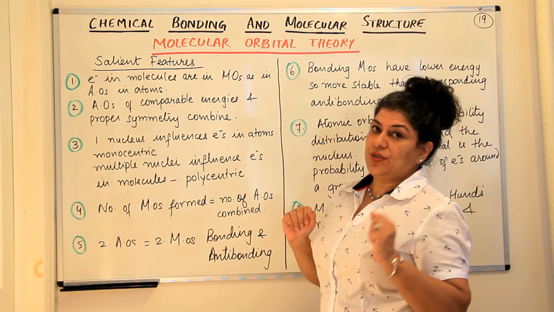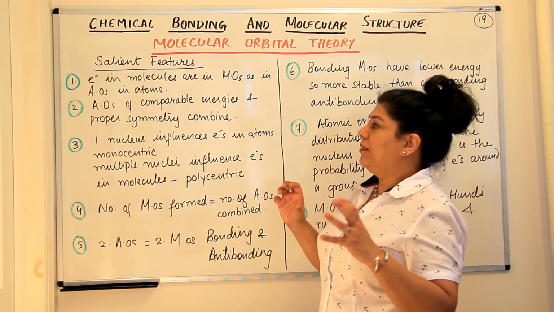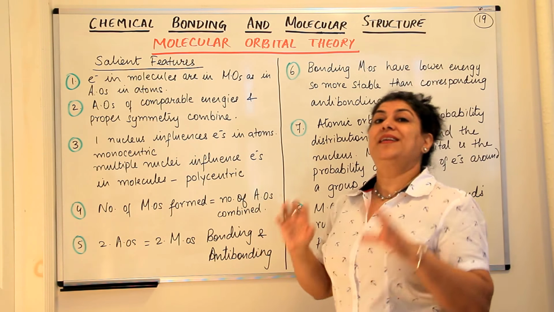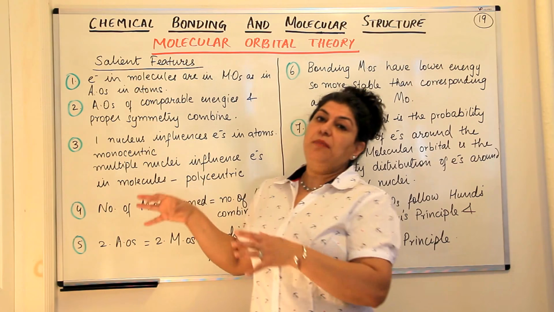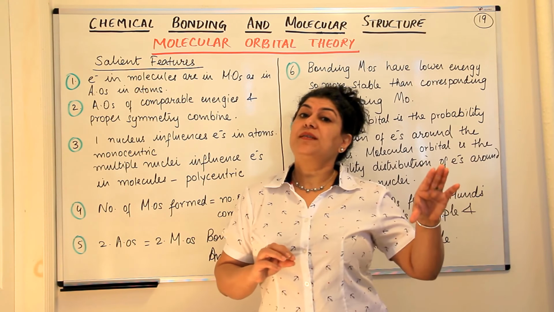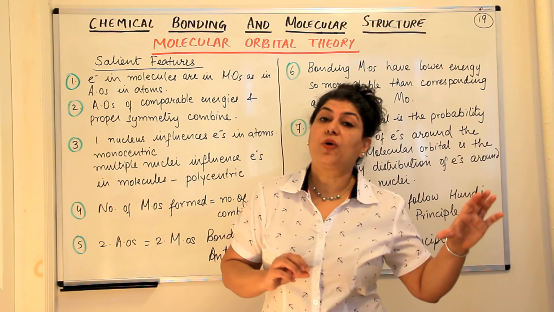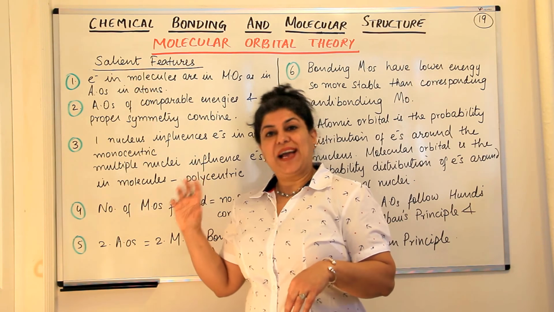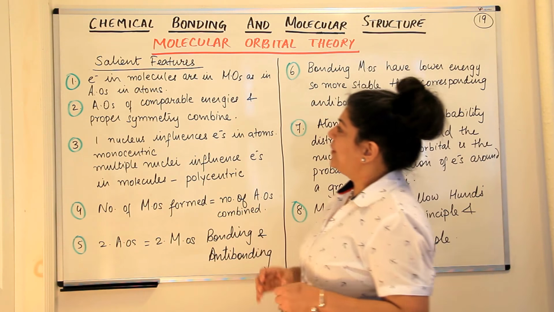The salient features, the first feature is that the electrons in molecules are present in molecular orbitals, just as the electrons in atoms are present in atomic orbitals. Just as atoms have atomic orbitals, molecules have molecular orbitals.